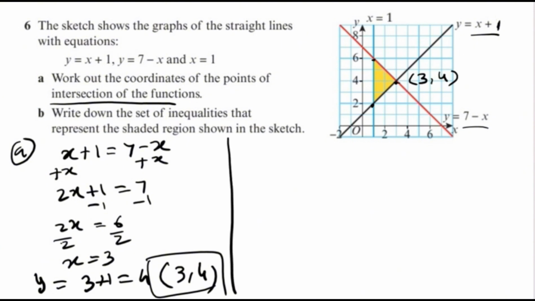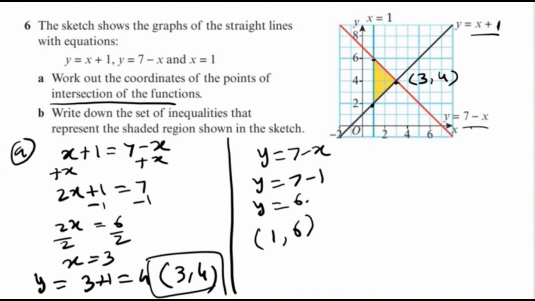calculation. Now second, this is line 7 minus x and x is equal to 1. So in this line equation, I will substitute x is equal to 1. So 7 minus 1, so y is equal to 6. So I get coordinates x is equal to 1, y equal to 6. This is the point we found, which is 1 and 6.